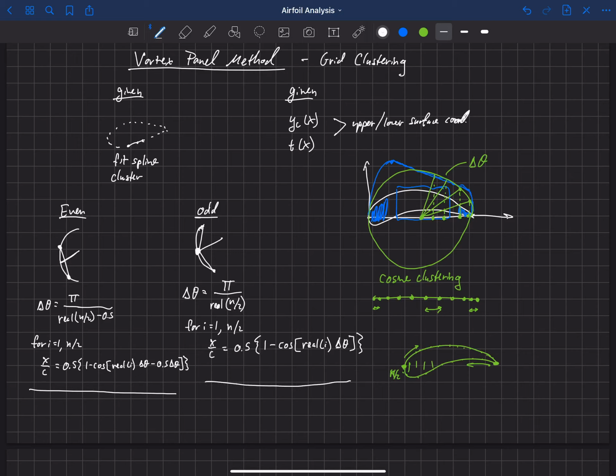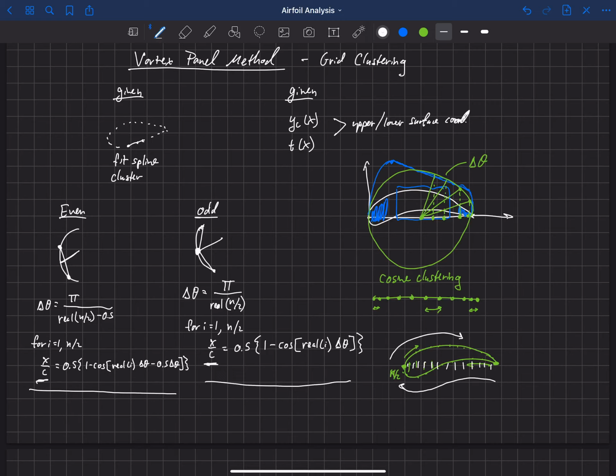And once we have all of those locations along the x-axis specified, then it's just a matter of walking along from the trailing edge to the leading edge. We'll usually walk along the lower surface first, and then back up along the upper surface, and simply store all of those points that correspond to those x locations that we've computed here. We'll store those in an array, and those now will become the corner points for our vortex panels.